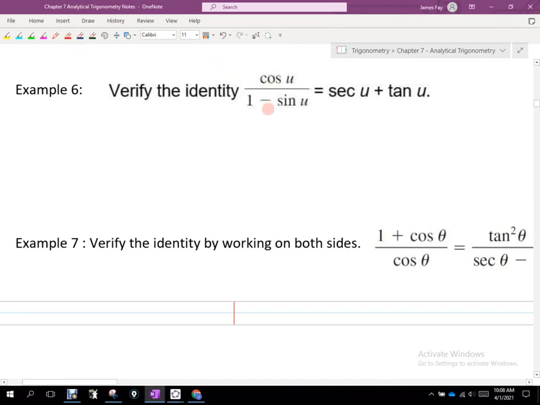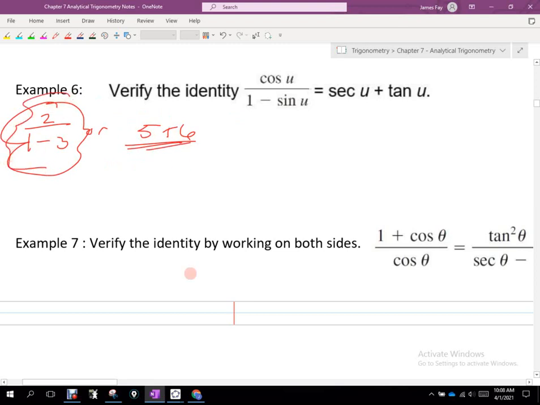This one here, here's my question. Because we have to decide which side to start with. What would be harder or more difficult algebraically to do? Something like, let's say, 2 over 1 minus 3 or 5 plus 6. Which one's easier? Yeah, this one's going to be more difficult, right? This one's easier. This one's more difficult, okay? So we're going to start with the one that's more difficult, okay? We're going to start with the left-hand side.